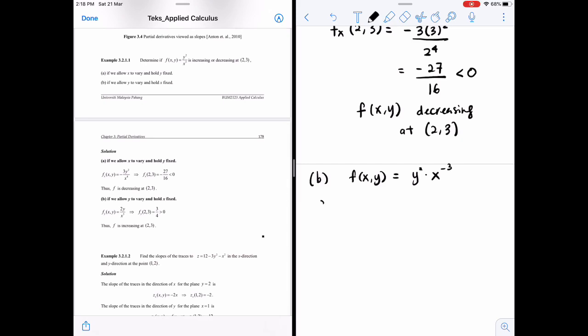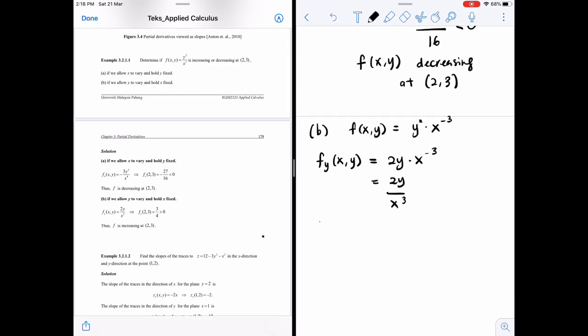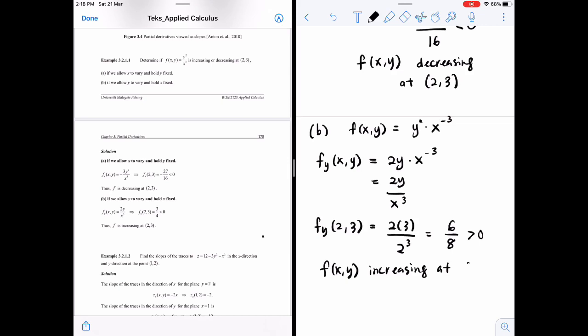Okay, so we want to find the partial derivative of f with respect to y. We consider x as a constant, so we will have 2y times x to the power of negative 3, which equals 2y over x to the power of 3. At point (2, 3), our partial derivative with respect to y becomes 2 times 3 divided by 2 to the power of 3, equal to 6 over 8. So 6 over 8 is greater than 0, meaning our function f(x, y) is increasing at point (2, 3).